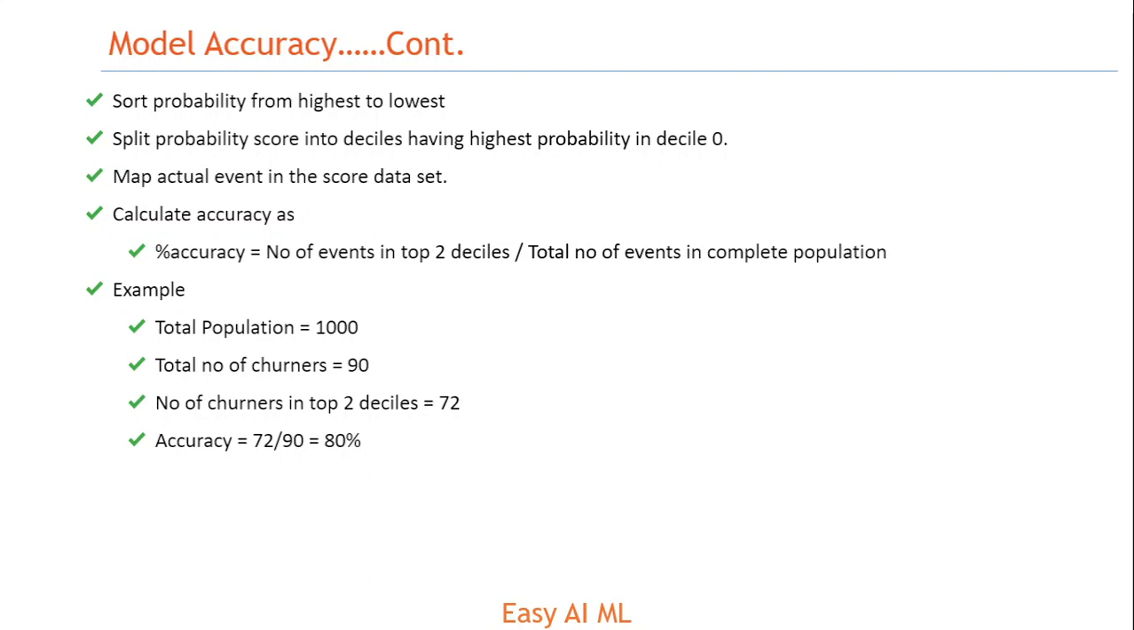Just to give an example, suppose the total population is 1000, and the total number of churners is 90. The number of churners in the top 2 deciles is 72. So the model accuracy is 80%. So this is one way to calculate accuracy when the data is not distributed perfectly, in a sense only 2% are the event, and 98% are not in the particular event.